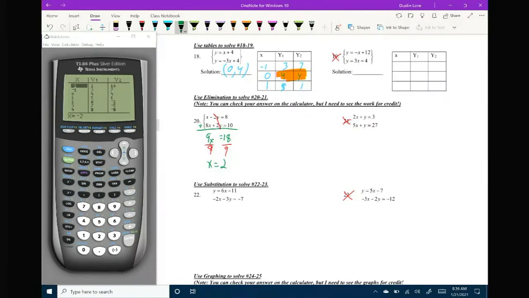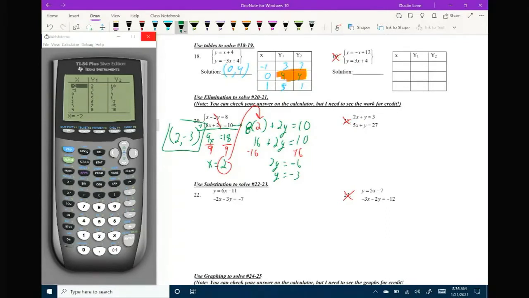Okay, that's one of my answers. Now I'm going to go up and find the other one. Pick one of the equations, it doesn't matter. I'm going to choose this one. So 8x plus 2y equals 10. And then I'm going to substitute this 2 in there, which is going to give me 16 plus 2y equals 10. I'm now going to subtract off, and get 2y equals negative 6. Divided by 2 gives me y equals negative 3. So my answer is 2, negative 3.